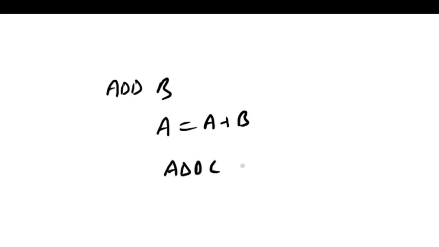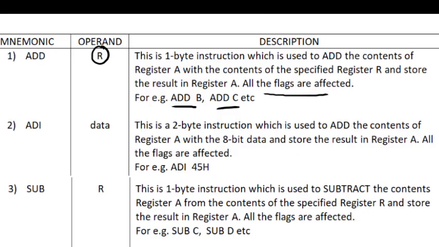Suppose I write ADD B. ADD B means A equals A plus B, and ADD C means A equals A plus C. So this is regarding the ADD instruction. This is a 1 byte instruction. Then the next instruction is ADI data. Here the data is 8 bit, or 1 byte data. The instruction is a 2 byte instruction.